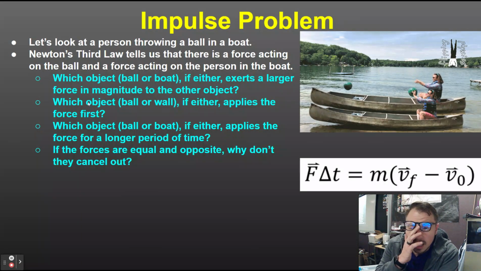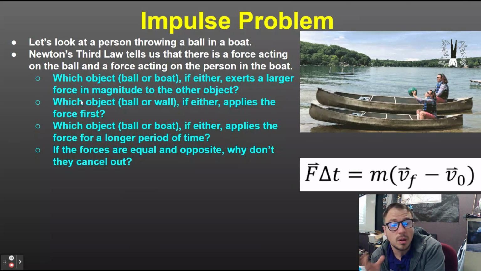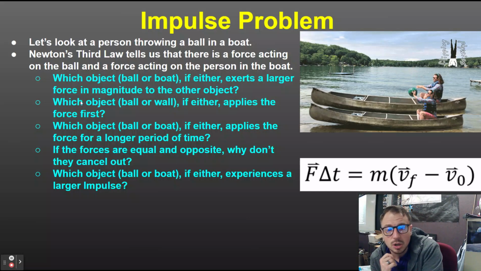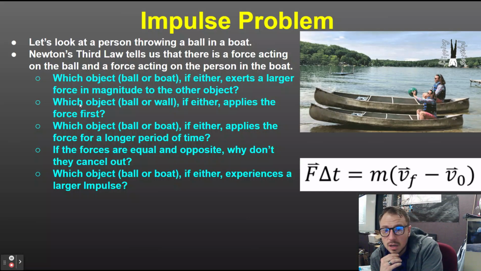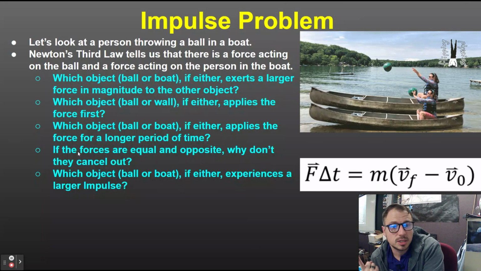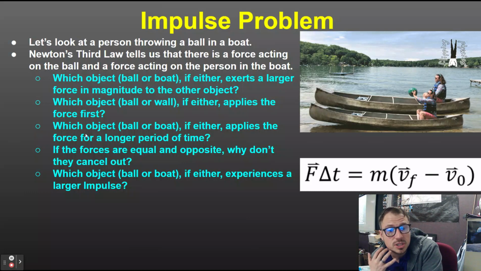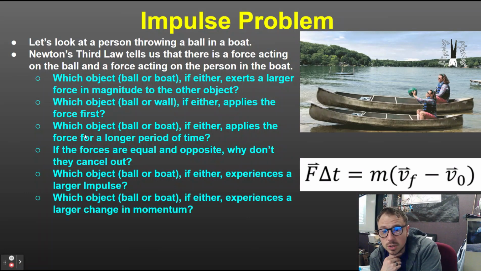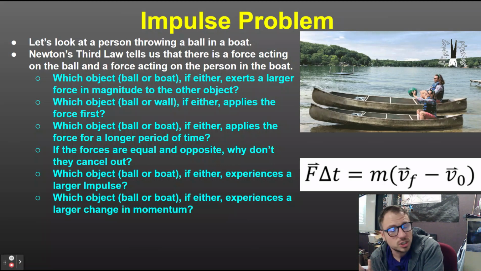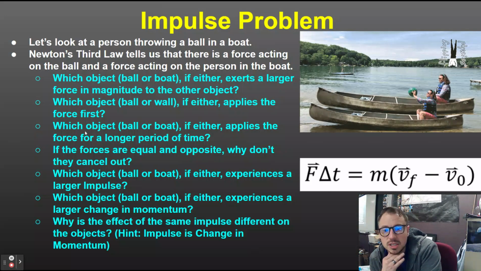Now, if the force pairs are equal and opposite, why don't they cancel out? They're acting on 2 different objects. One is acting on the ball, and the other is acting on the person in the boat. So which object experiences a larger impulse? Well, we know that the force applied to each of the objects is the same, and we know the time interval is the same, so it's going to be the same impulse. So which object experiences a larger change in momentum? Impulse is change in momentum. If they both have the same impulse applied to them, they're both going to have the same change in momentum.